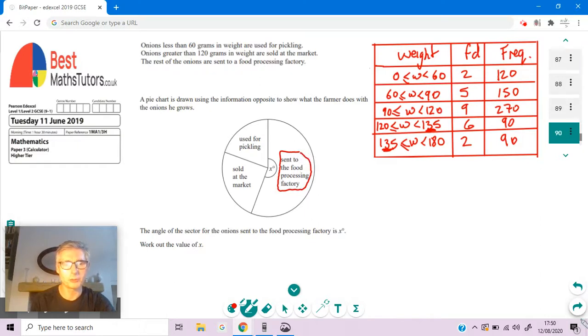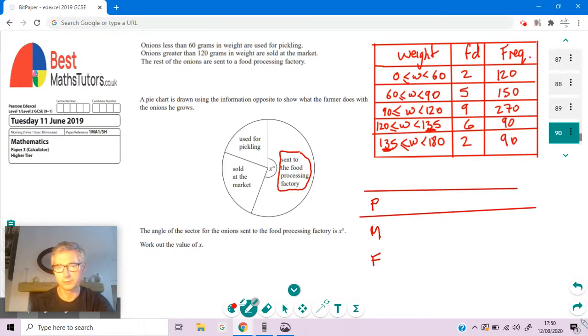So what we can see is we've got 3 different outcomes for these onions. So we've got those that are pickled. So I'm going to set up another little table. Those that are pickled, those that are sent to market, and those that are sent to the factory. So just make a little table here. Would be neater, but anyway, it'll show what I'm trying to show.